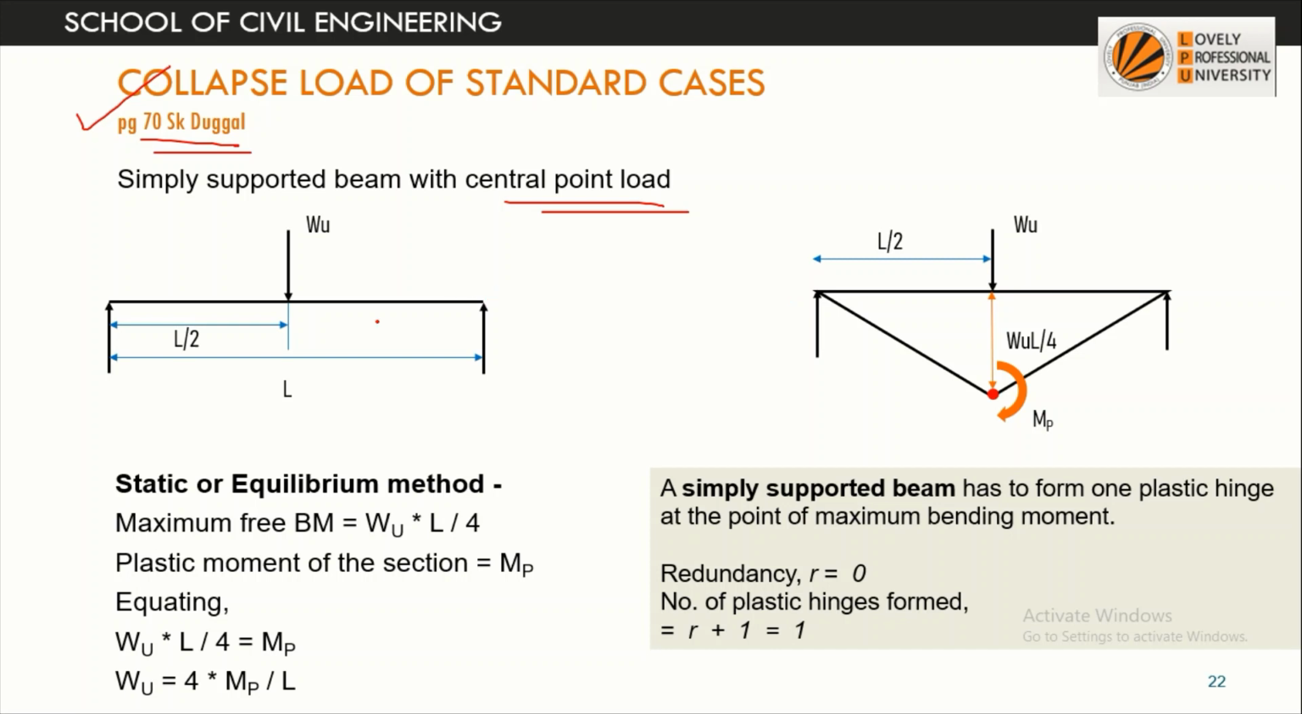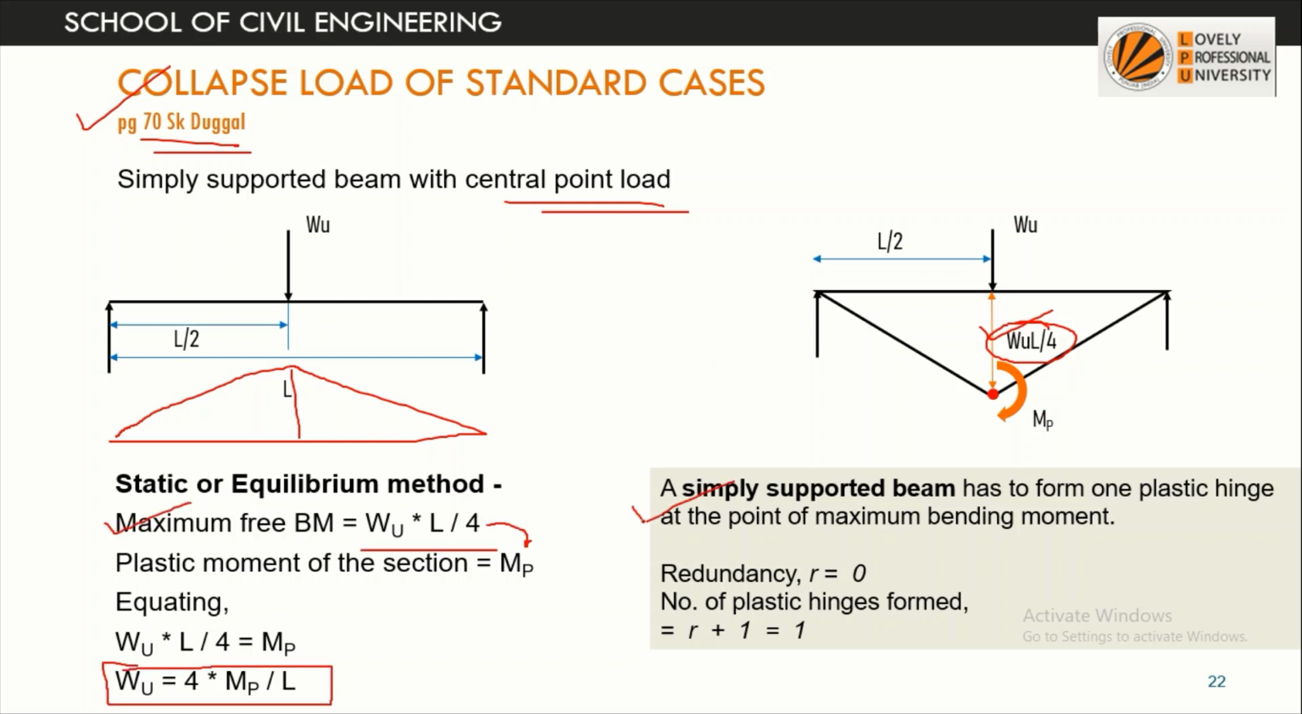First thing we have to do is draw the bending moment diagram. So the bending moment for a simply supported beam is a triangle, with the peak under the point load. So this diagram we get, and we have drawn it here. The central ordinate will be WuL by 4. Now, the number of plastic hinges that will be formed.